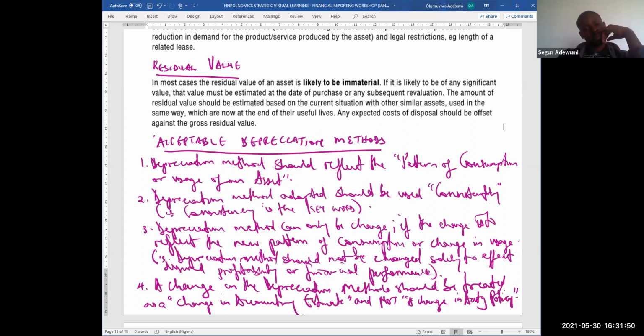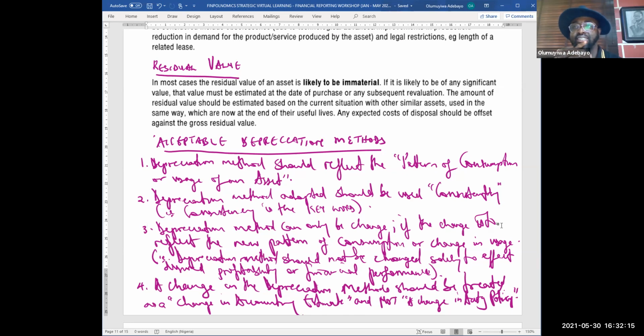Which means change in depreciation is a change in accounting estimates and not a change in accounting policy. And what is the implication of that? If it is considered a change in accounting estimate, it means the effect of the change in depreciation will prospectively affect the profit or loss of the company.